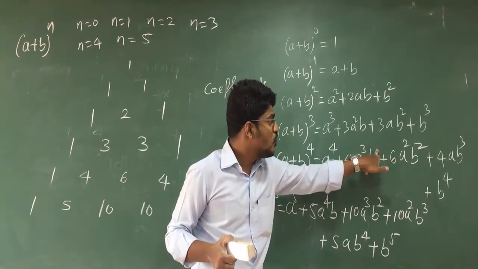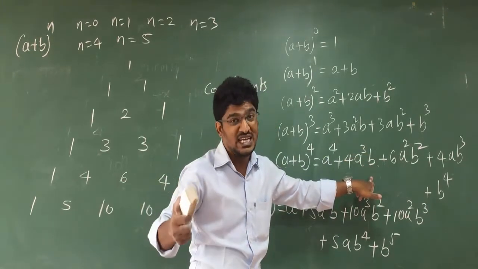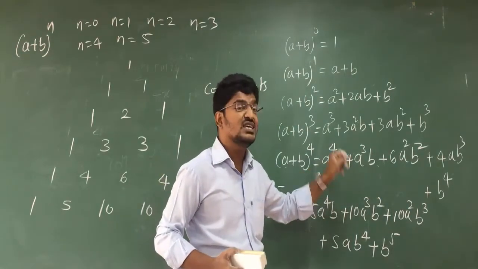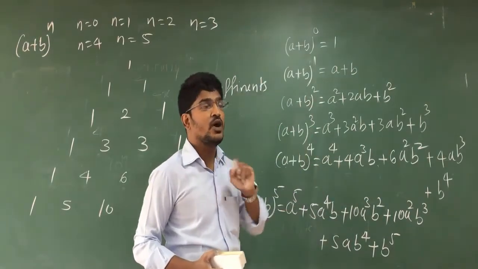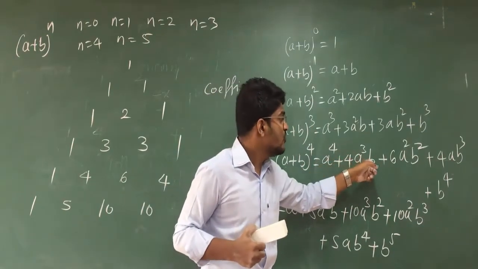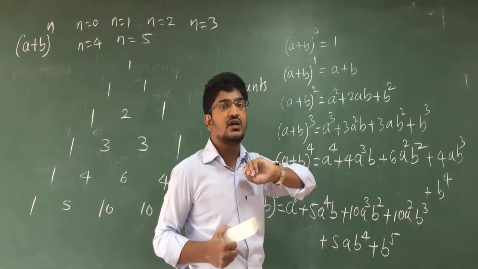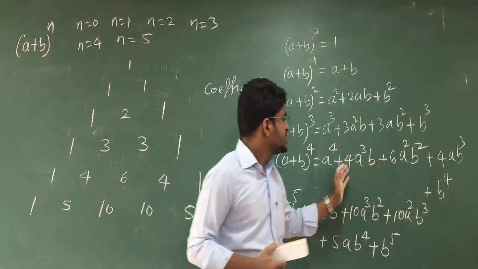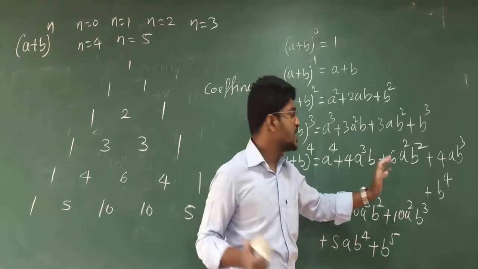Here b to the power of 1. That means the power of b is increasing, and the power of a is decreasing. Are you getting my point? Power of a is decreasing, power of b is increasing. Clear? Okay. Next, this will be 6 by Pascal's triangle.